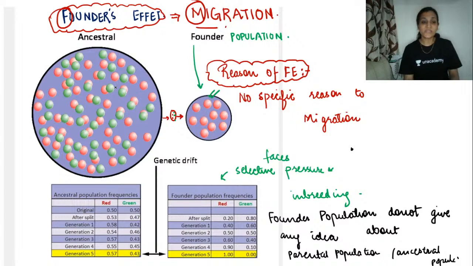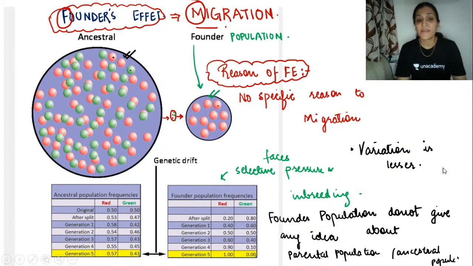And obviously you can see here the variation is large because there is a red colored and a green colored allele, and here only the red colored allele is there. So the most important thing is variation is lesser. Variation is lesser in founder effect too. Right. So can you see the consequences are the same? The consequences of bottleneck effect and founder effect are the same. Just the reason is different.